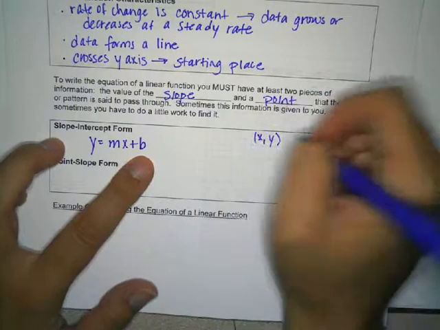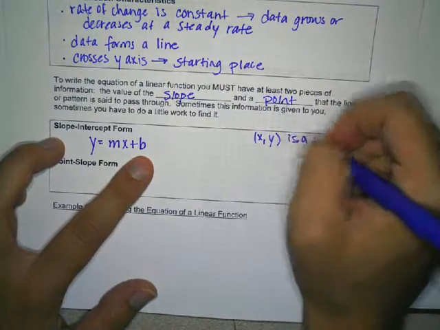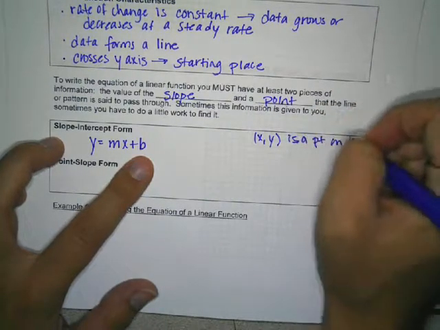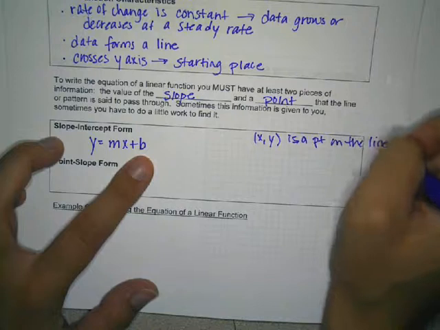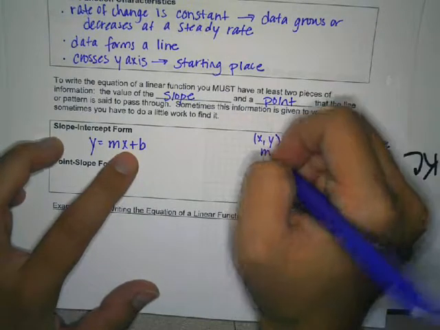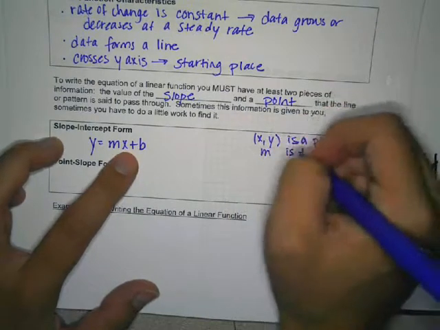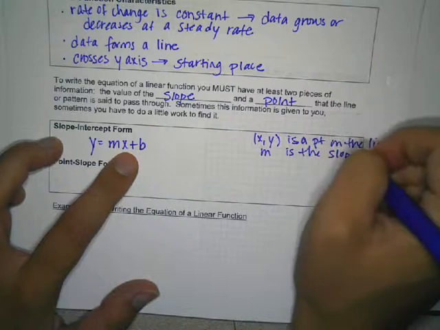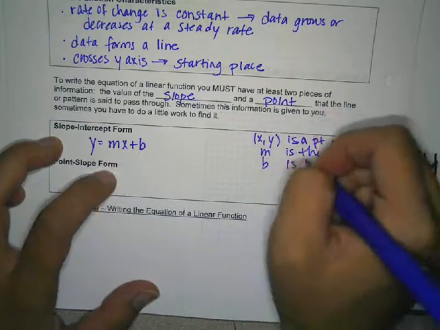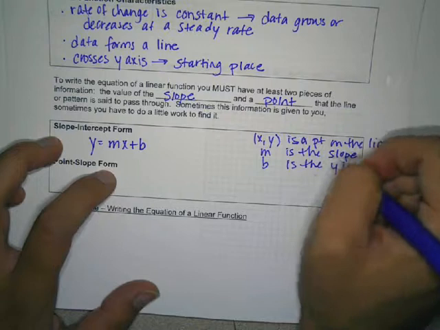x, y is a point on the line. It represents any point on the line. m is the slope, and b is the y-intercept.